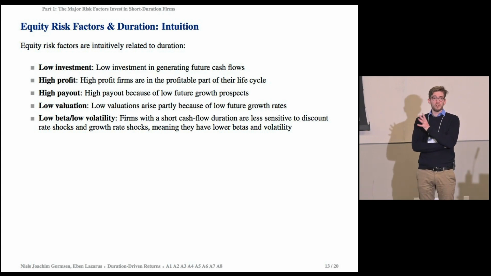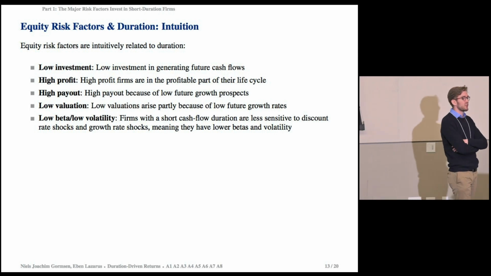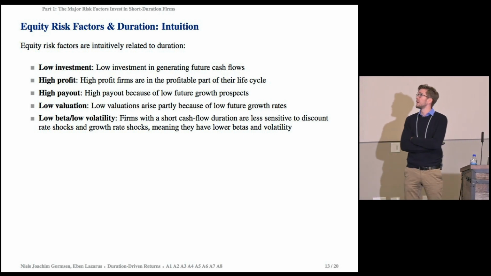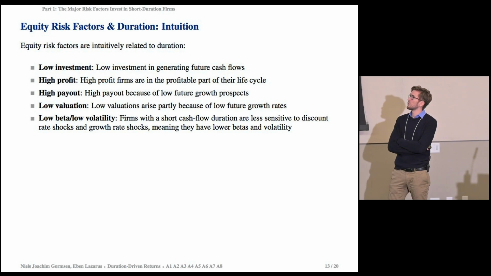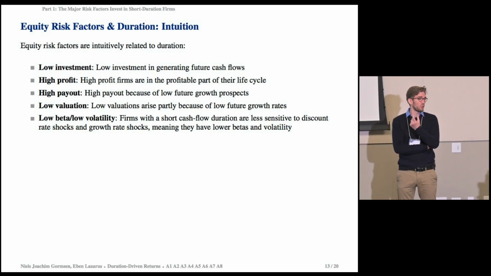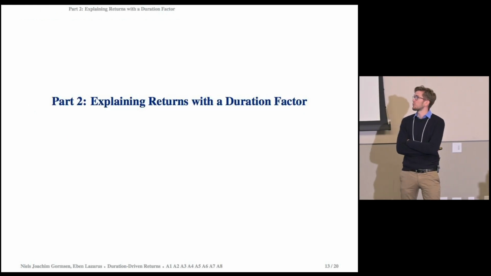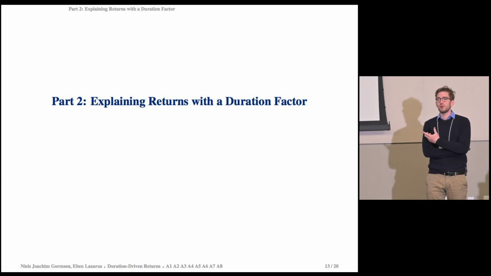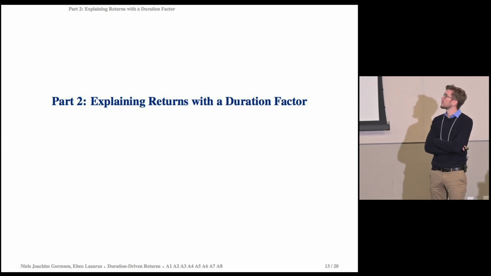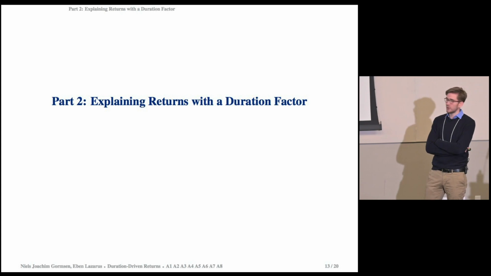Good. So that's part one of the paper. I hope I convinced you that this is the case, that these risk factors proxy for short duration firms. And if that's really the case, then it also seems natural that we can combine all these risk factors into one risk factor, namely a duration factor. So that's what we do next. It's going to be more like your usual asset pricing exercise. I'm going to do that a little bit quickly so we can have time to talk about the last section as well.